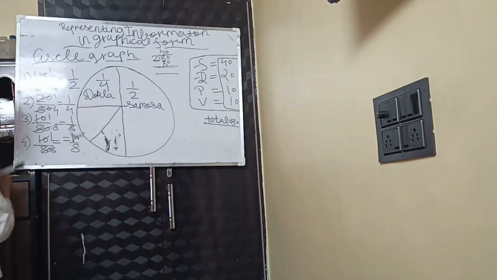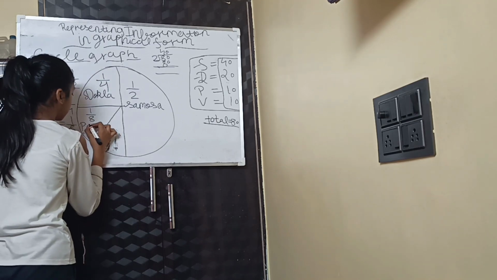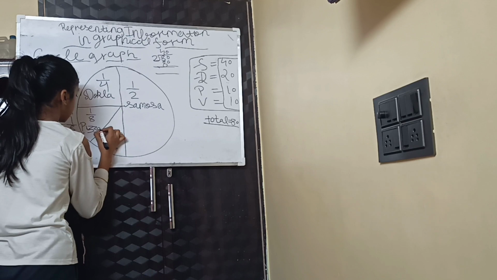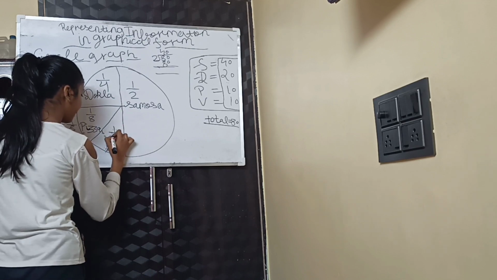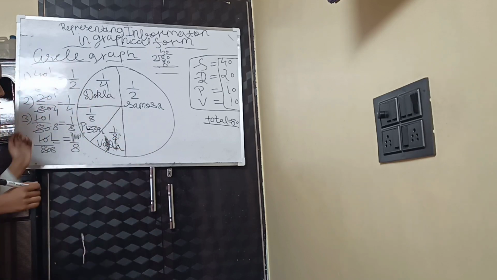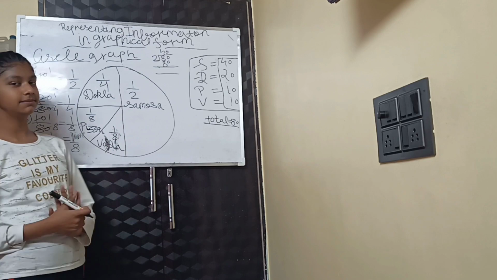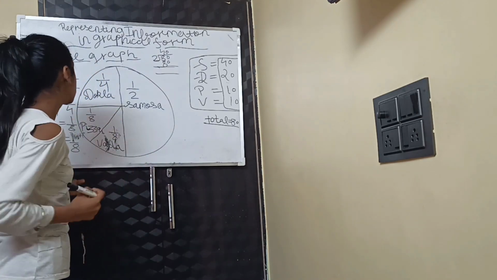And what was the fraction of 10? It was 1 upon 8. So 1 upon 8 pizza, 1 upon 8 vada. See, the circle graph is done. It is very simple to do the circle graph.